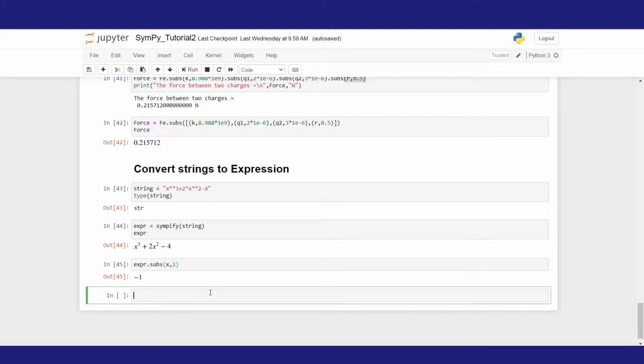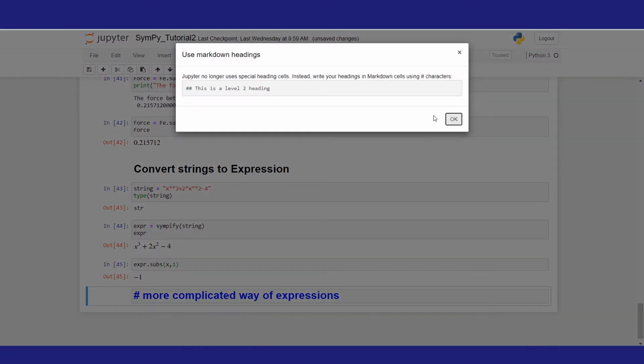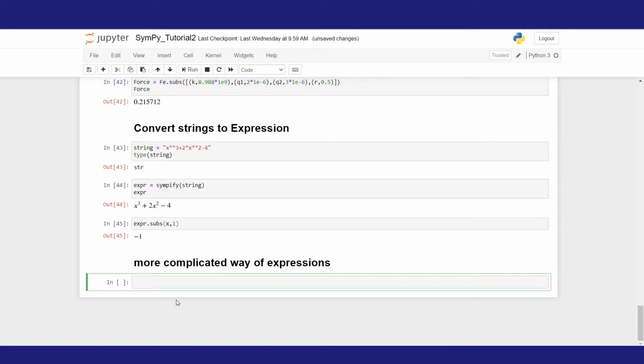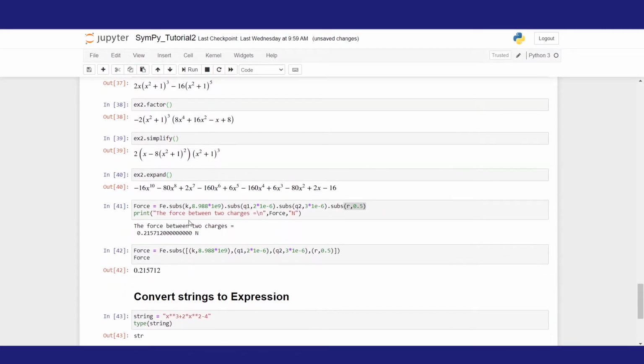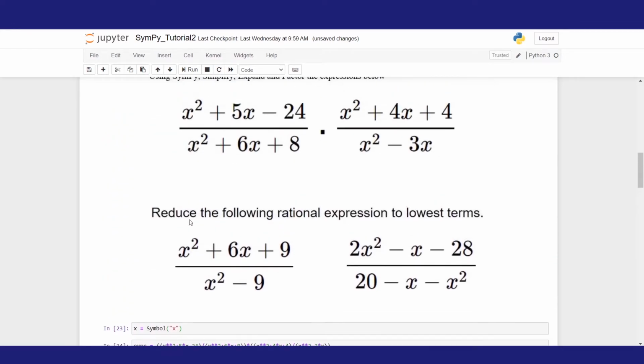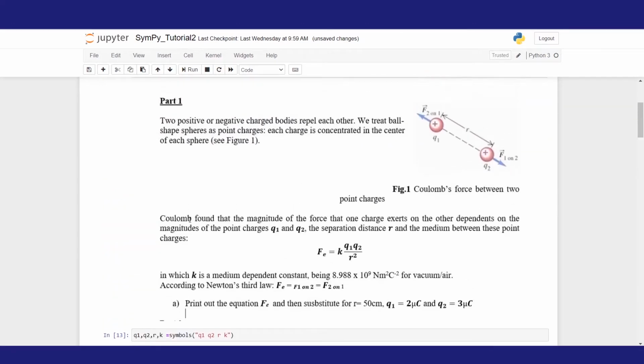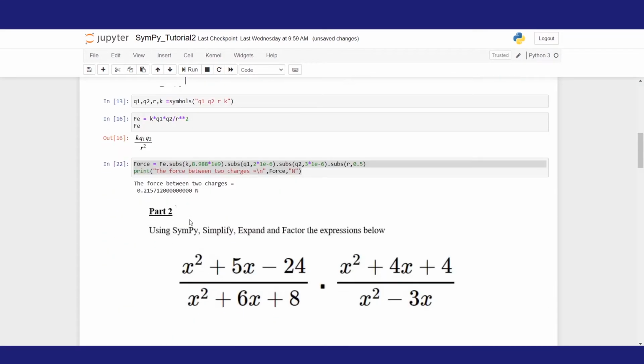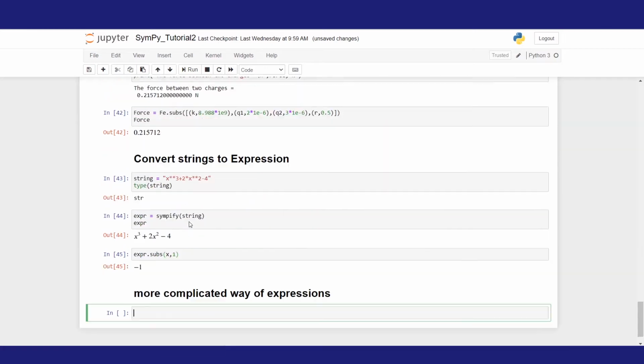Let's try to look at a more complicated way of writing expressions. Let's assume you want to write a more complicated equation. How can you do that? Let's just look at an example. We already have x, y, z, I think, in our notebook imported as functions. Let's see, we have q1, and then the x.